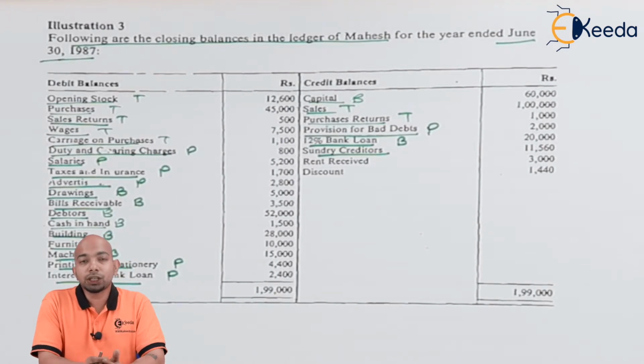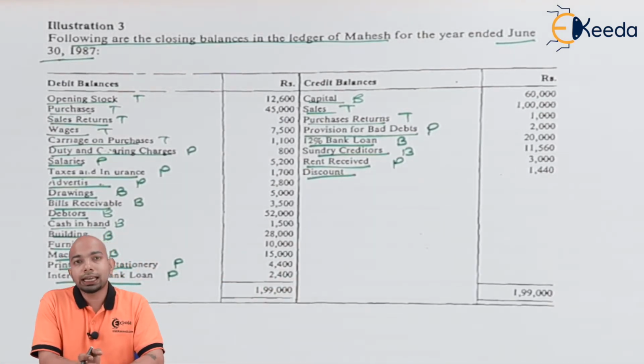Next item that has been mentioned is sundry creditors, again a part of the balance sheet liability side. Rent received is the item that has been mentioned here. So rent received will be a part of the profit and loss credit side, that means income received. The last item that is mentioned here is discount. Again, that is a part of administrative income. Hence, it will be mentioned in the profit and loss category, that means the profit and loss statement credit side. With this, we have cleared all the items that are related to the trial balance.